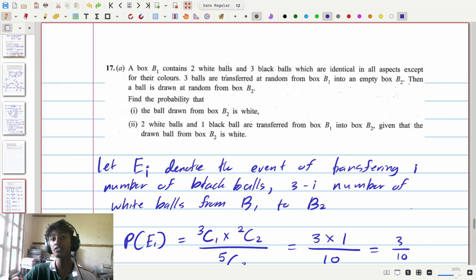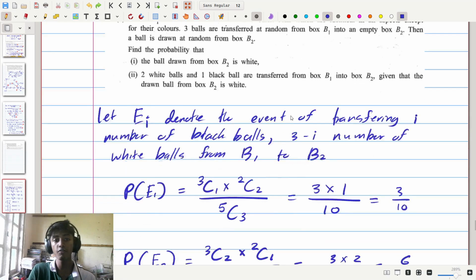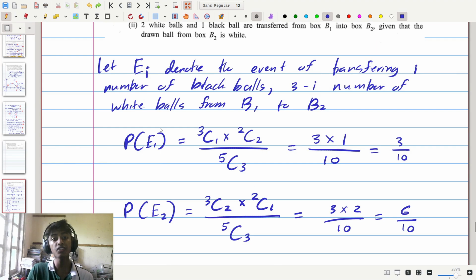The last part of the question is actually quite easy, since all we have to do is apply Bayes' theorem. The question says, find the probability that 2 white balls and 1 black ball are transferred from box B1 into box B2, given that the final ball drawn from box B2 is white in color. Now if we consider the event of 2 white balls and 1 black ball being transferred from box B1 to B2, we will realize that this event is exactly the event E1 that we defined over here.